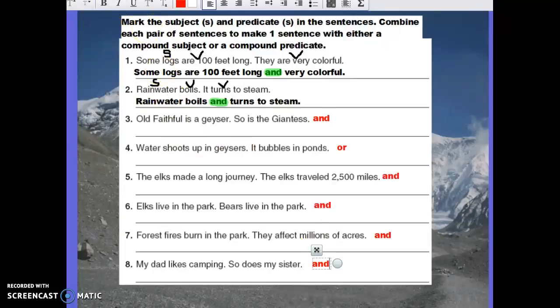Okay. You are completing grammar page 14. Good luck.